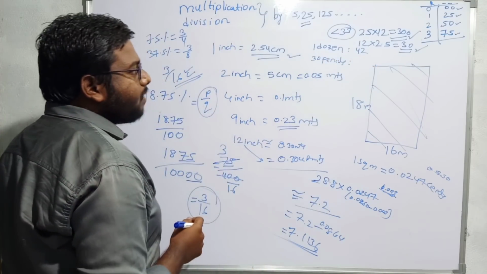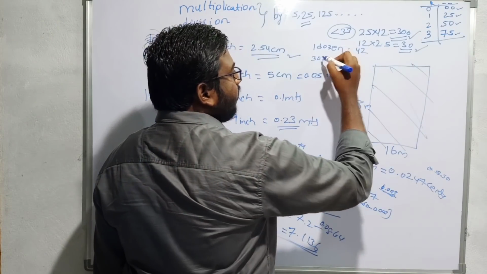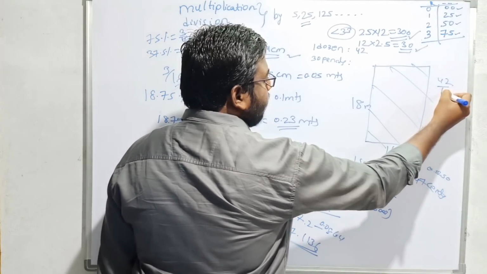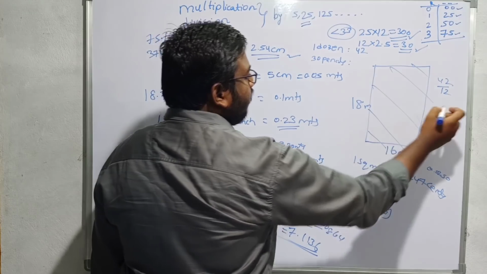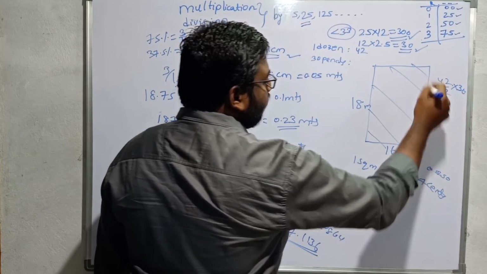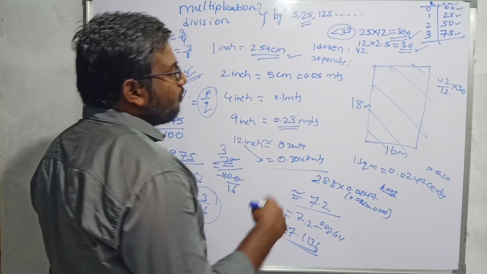What is the cost of 30 pencils? They will ask like that. For example, what is the main procedure? 1 dozen means 12. So 42 by 12, we will get the value of one pencil, and we will multiply this with 30. Then we will get the cost of 30 pencils. That is the main process.